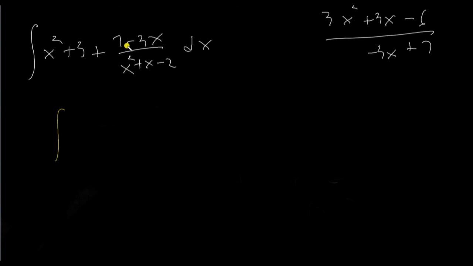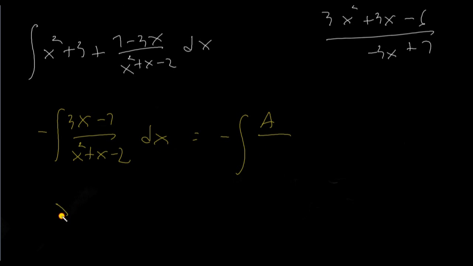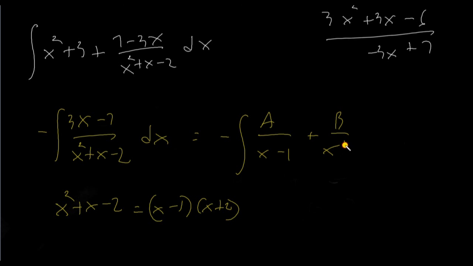I'm going to rewrite it as negative of (3x minus 7). And we're going to ignore the polynomial completely for now and deal with it at the very end. So again, this is going to be, if I factor the bottom, x minus 1 and then x plus 2. So I'll have a over x minus 1 plus b over x plus 2.